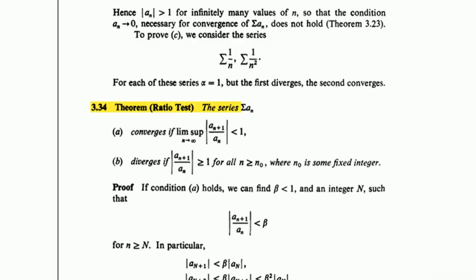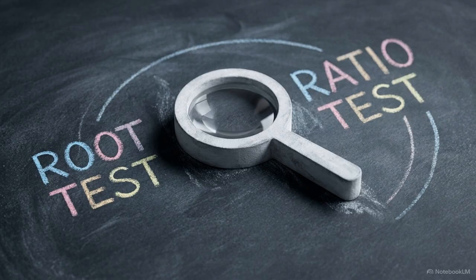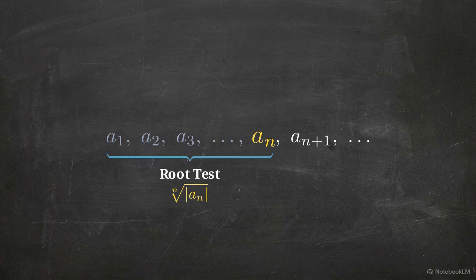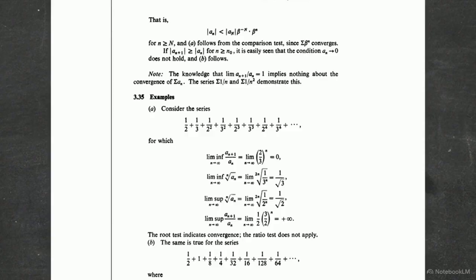Next is theorem 3.34, the ratio test. Instead of taking an nth root, this test analyzes the immediate multiplier required to step from one term in the sequence to the exact next term. While both tests hunt for a geometric growth factor, they extract it differently. The root test evaluates the aggregate behavior of the nth term, while the ratio test measures the localized distance of a single step. This brings us to a direct competition between the two tests.